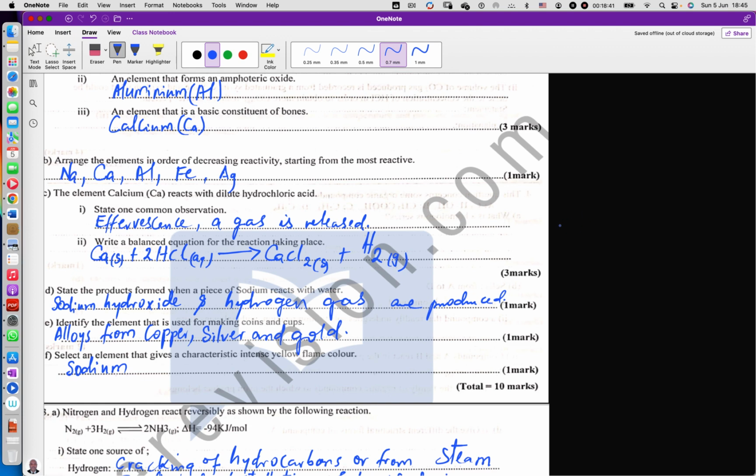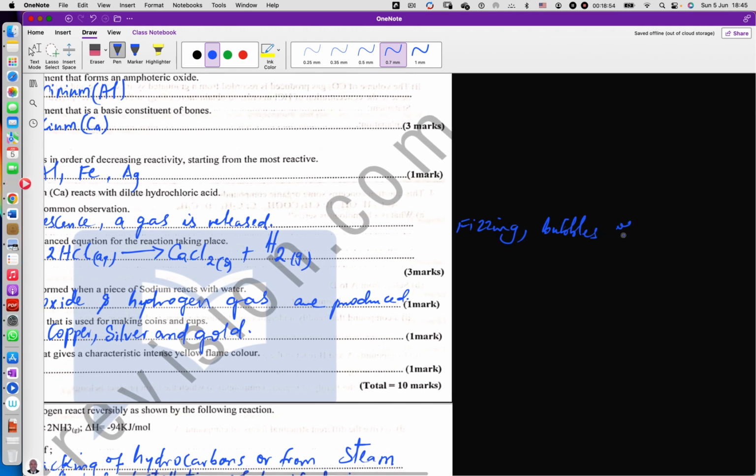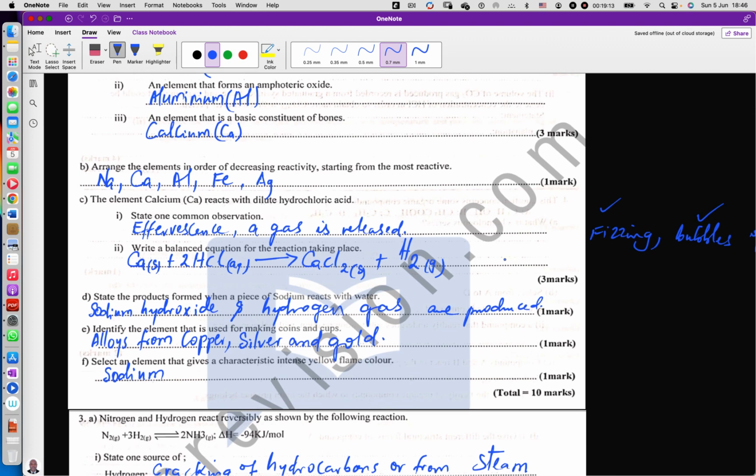I said you can say fizzing, bubbles of gas. Anything you write, fizzing, is acceptable. Bubbles of gas is acceptable. Effervescence is acceptable. Now, write a balanced equation for the reaction taking place.